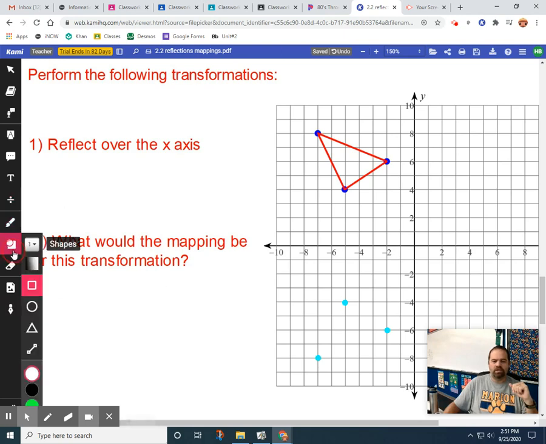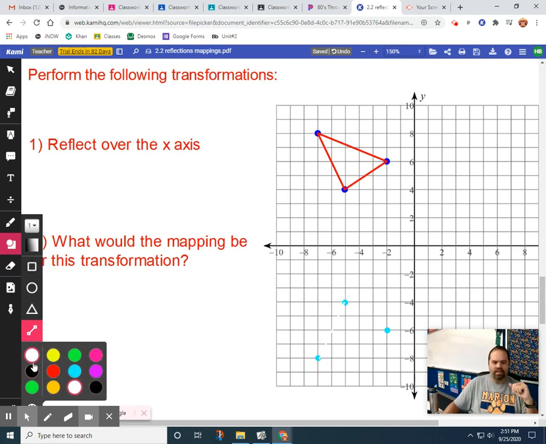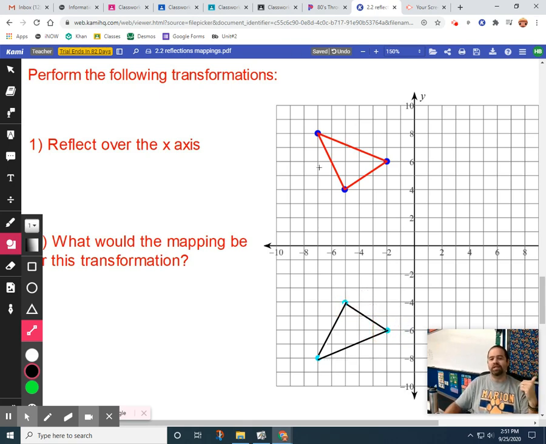So I'm going to go down to my shape tool. I'm going to draw my triangle. Why is that white? That's hard to see. Let's try that again in black. So I'm going to draw the 3 sides of my triangle, make it nice, neat, and sharp with my line tool here. All right, and I get a perfect copy of the picture above, but now it's below.